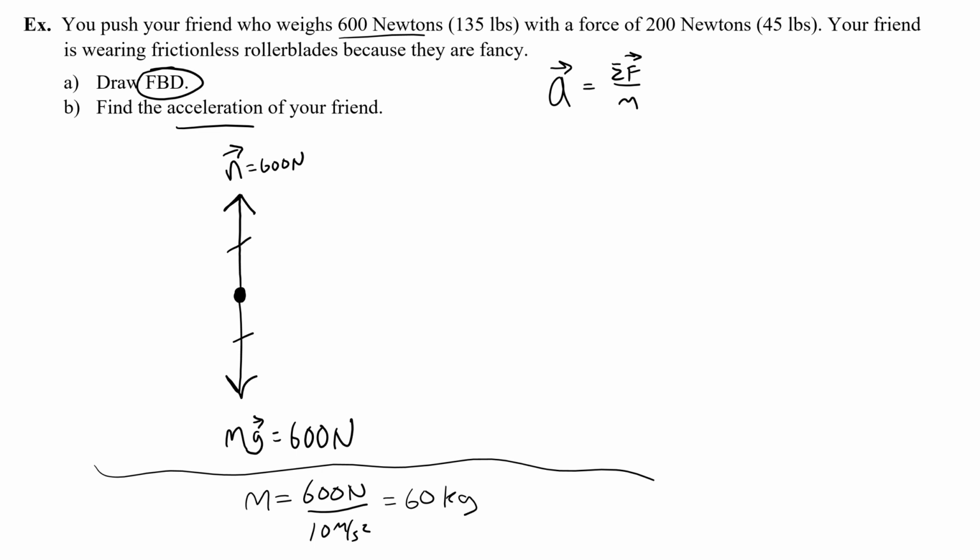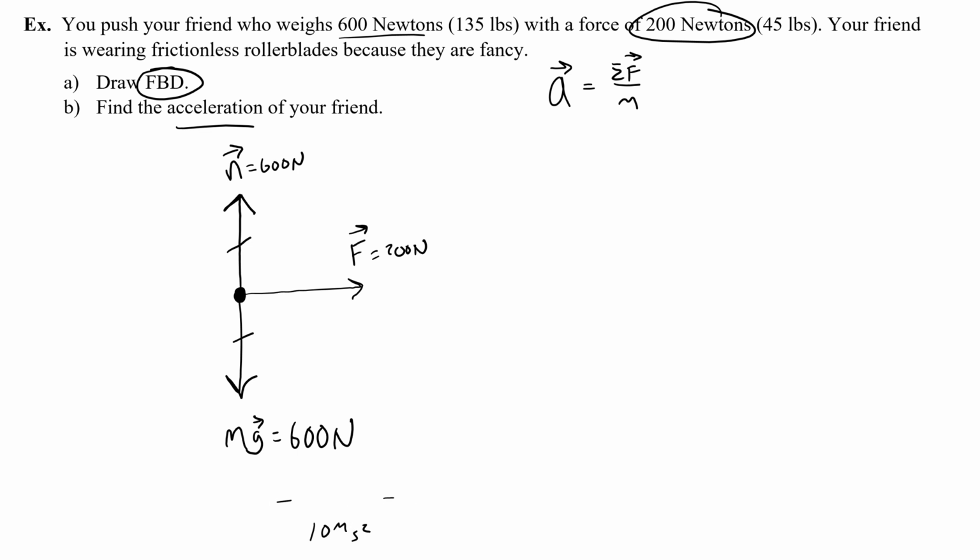Okay, so what about this push that you give to your friend? Let's say you're pushing to the right, and you might be tempted to do this, but don't, because that's incorrect. Instead, we draw your push, or your applied force, coming out of the dot to the right, and then we label that F. Now, the force that you're pushing with, 200 newtons, you can write that there if you would like. Okay, so that's the free body diagram.